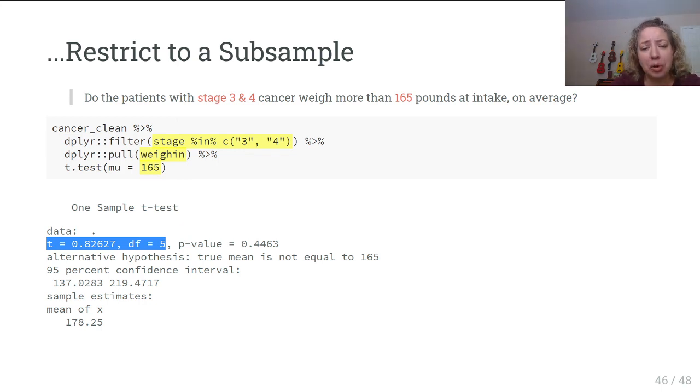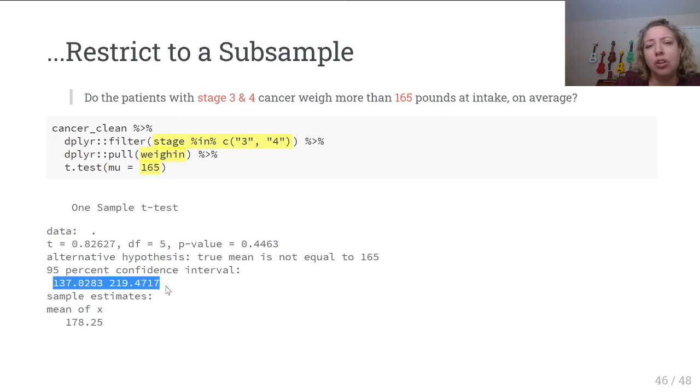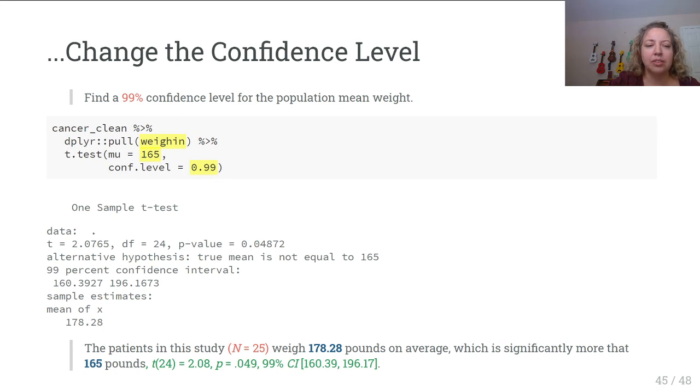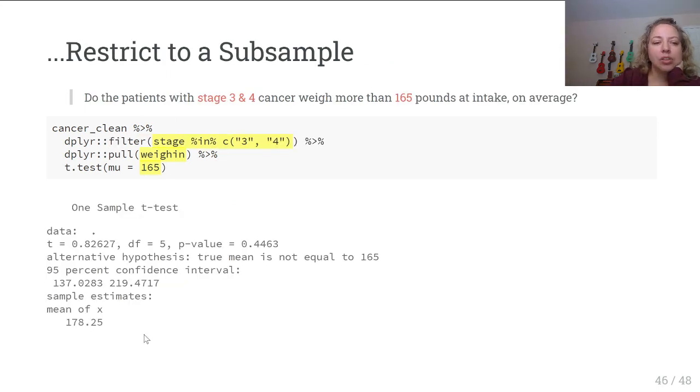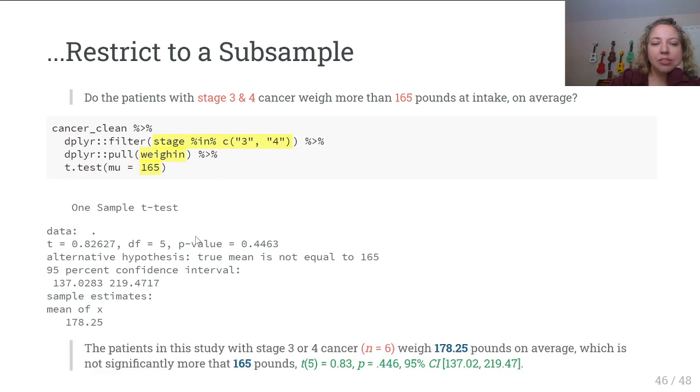That's a lot fewer patients. So we'll notice that our confidence interval is actually much wider than it was before. It goes all the way down to 137 and all the way up to 219, where before it was much narrower in width. So we could write this up. Now, in this case, our p-value is not tiny. Our p-value is way bigger than 0.05. So this is not any evidence that these patients have a different weight.